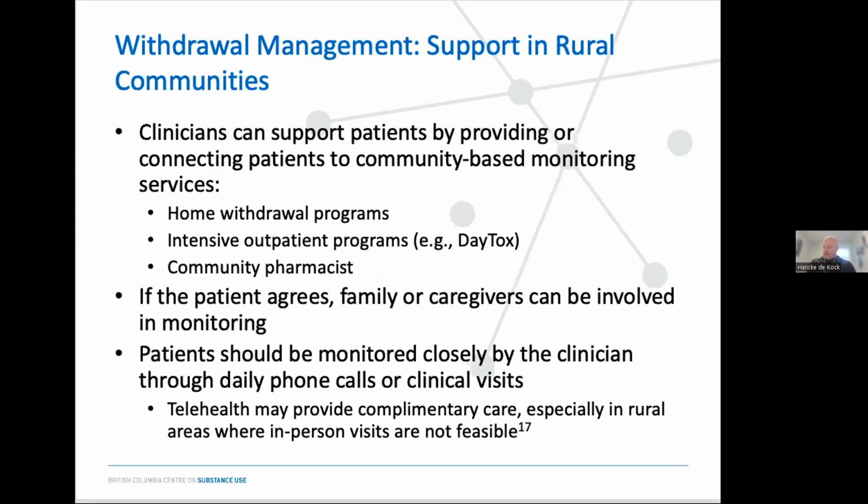Okay, for patients who meet the criteria for inpatient withdrawal management but lack access to available services, clinicians can provide support by providing or connecting them to services that support community-based monitoring, such as home withdrawal programs, intensive outpatient programs, for example, detox, and linkage to community pharmacy support system management. I also just wanted to chat about telehealth. It may provide competent care, especially in rural areas where in-person visits are not feasible.